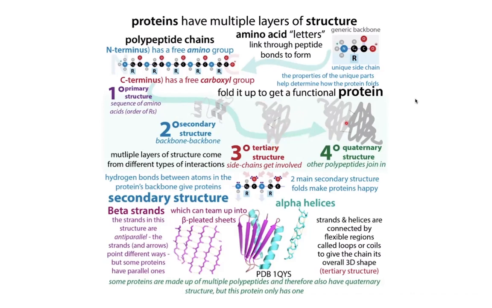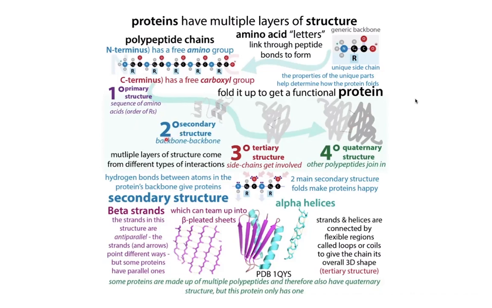And then some proteins will also have quaternary structure if there's multiple chains involved. And so we'll discuss that as well, how we can have things like tetramers, like in the case of hemoglobin, where you might have four protein chains all working together. So that's where we're going. But today we're going to be focusing on this secondary structure.